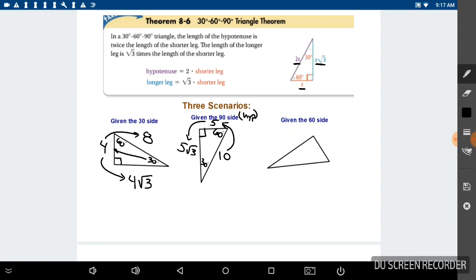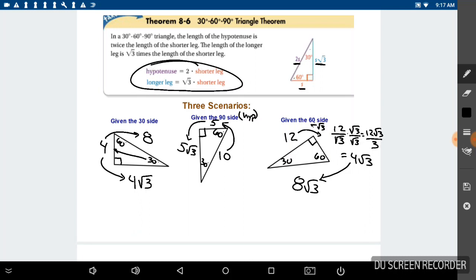All right. Now the tricky one is the next one, when you're given the 60 side, the side opposite 60. So say that is 12. And so we're going to have to rationalize this. When we go backwards now, to go to the smallest leg, we have to divide by the square root of 3. So it becomes 12 divided by square root of 3. And again, you have to rationalize that. So that's 12 roots of 3 over 3, which is 4 roots of 3. And then if the smallest leg is 4 roots of 3, the hypotenuse is 8 roots of 3. Just double it. So your scenarios right here, that's all you need to do.